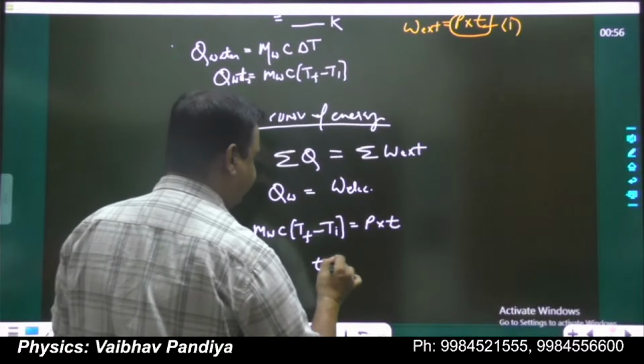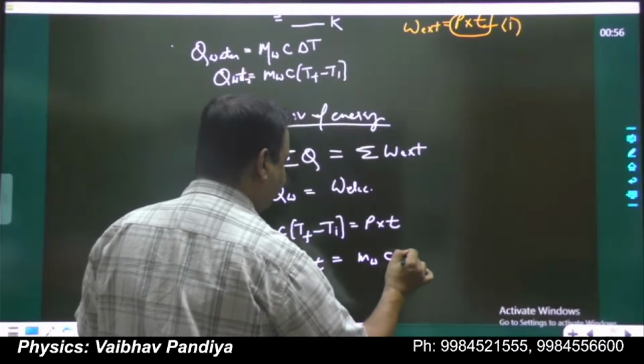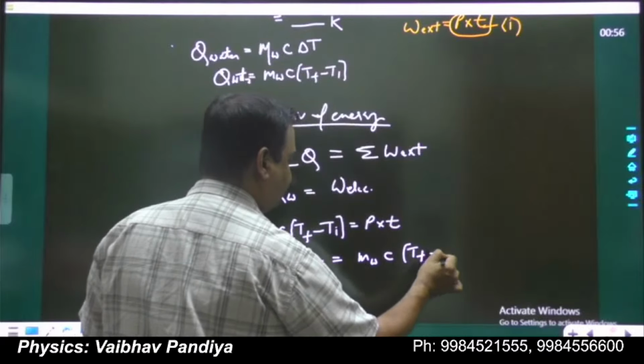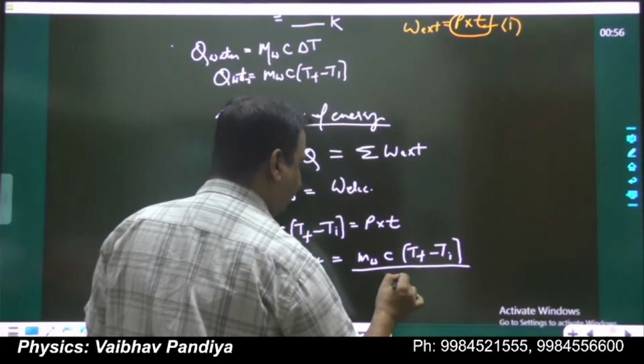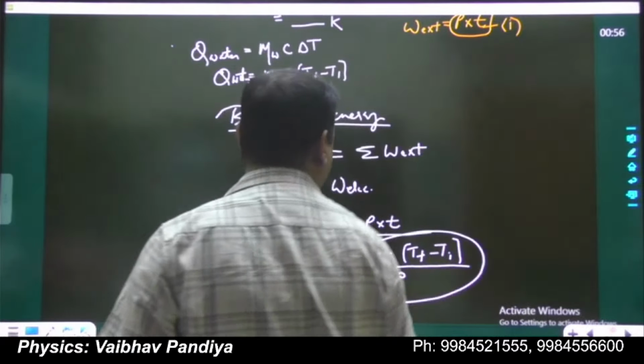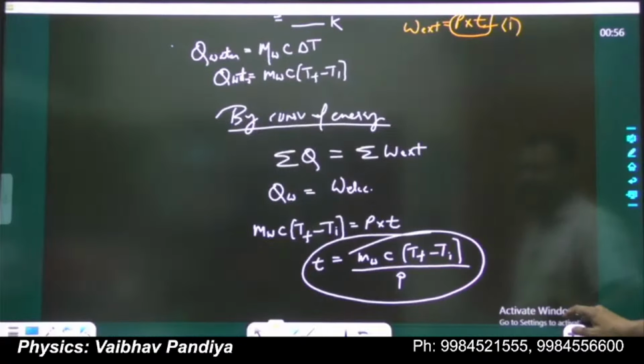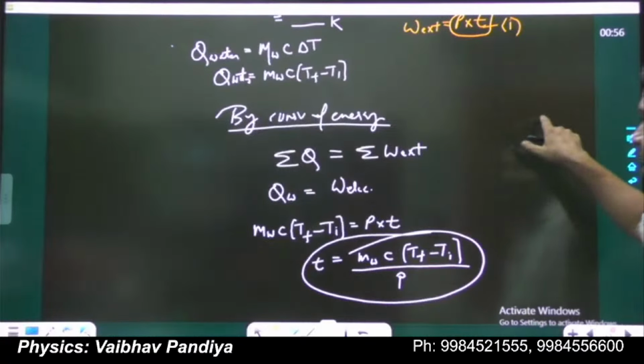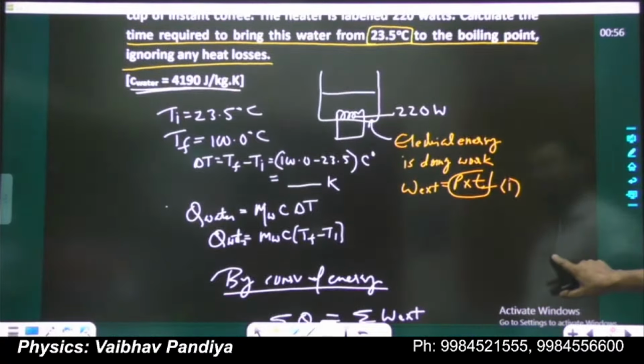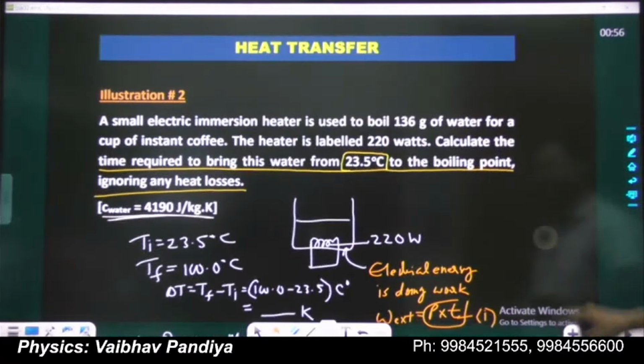Now make T as the subject, you will get the answer: T equals mass of the water, specific heat, final temperature minus initial temperature, divided by P. So this will be your answer. Put the values, you'll get the answer, straightforward calculation. Okay. So this is the approach for solving such problems of heat transfer.